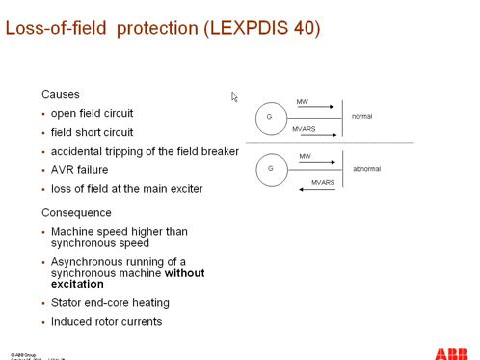And there are several causes of the loss of field. That can be an open field circuit, a short circuit in the field circuit, accidental tripping of the field breaker, AVR (automatic voltage regulator) failure, or loss of field at the main exciter. So there can be different reasons for this loss of field, and the consequences would be quite enormous: speeding up of the generator and asynchronous running without the excitation, and some heating will also be there for the end part of the stator.